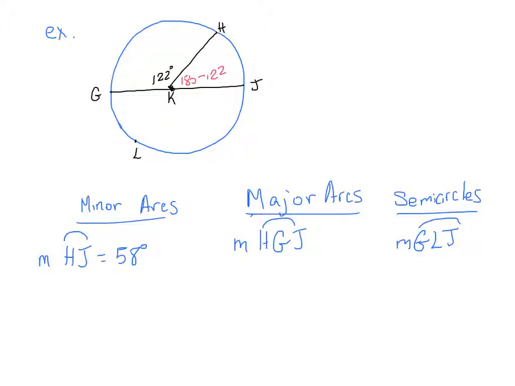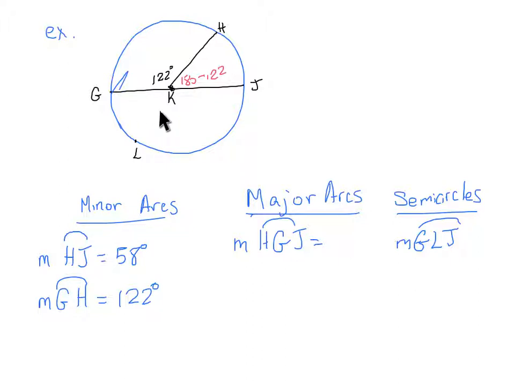Is there another minor arc here? Yes, there is. There is arc GH, and even though GH is bigger than the arc that we just looked at, it's still less than 180 degrees, so it is still a minor arc. So the measure of GH, we only need two letters because it is a minor arc, was given, so we don't have to calculate anything. It's 122 degrees.